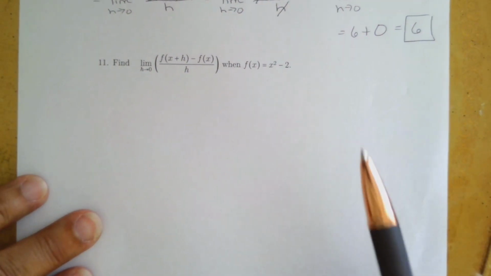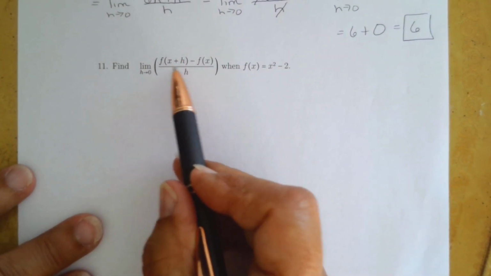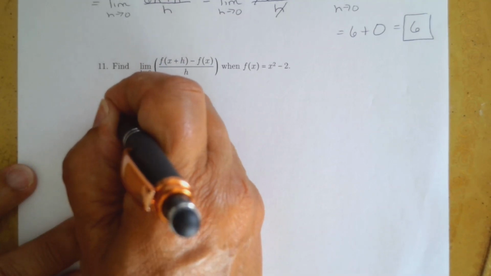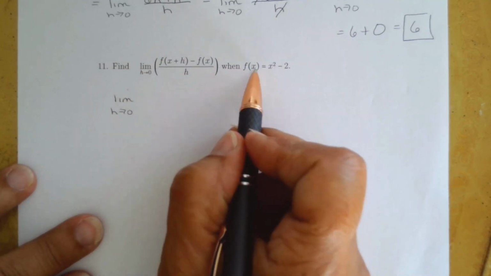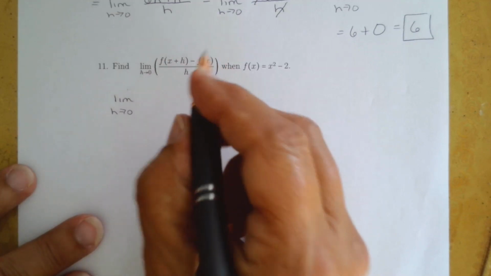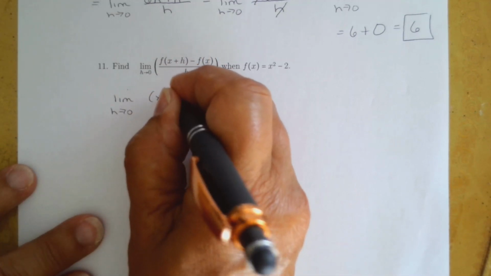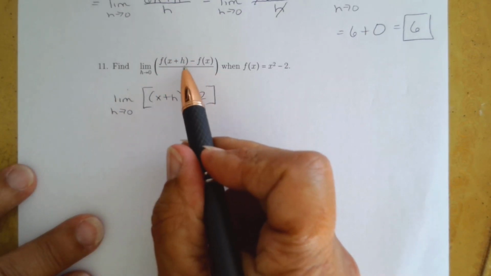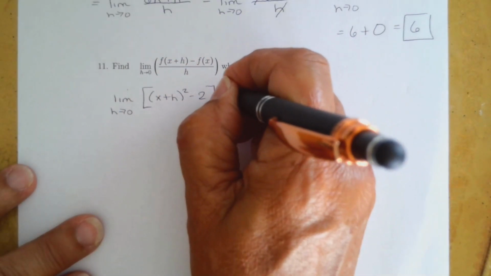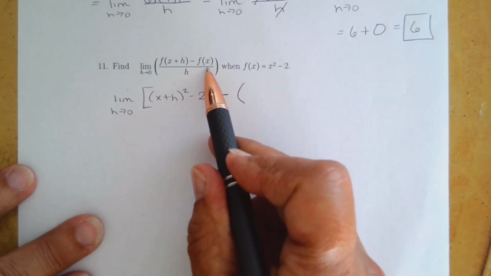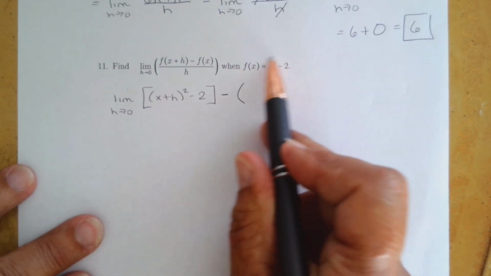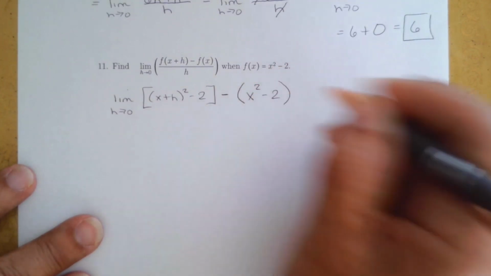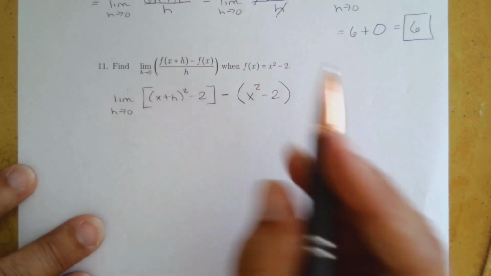All right, so same thing, except we're going to substitute in x plus h here. All right, so the limit as h goes to 0. So we're going to replace this x with what's in here. So that would be x plus h squared minus 2. I'm going to put that in brackets because that's the first part. Then the minus sign. And now parentheses for f of x. Well, f of x is just this, right? That is f of x. So x squared minus 2. So no numbers this time, we're keeping x's in here.